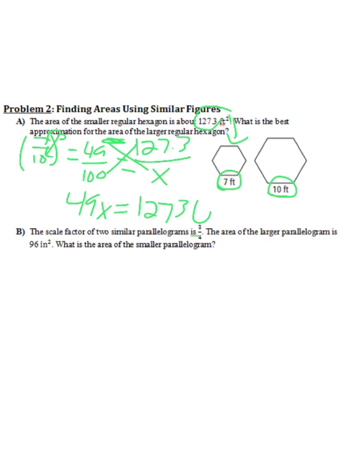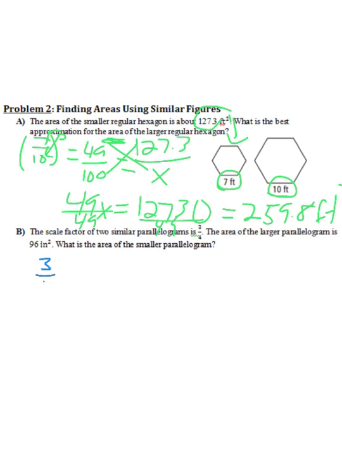12,730. To solve for x, divide both sides by 49. And I should get my answer of 259.8 square feet. Our next example has the scale factor of two similar parallelograms is 3/4.